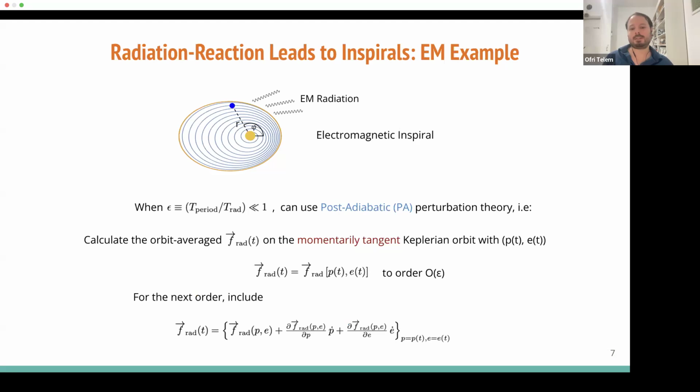And if we want the next order, well, what we should do is we should take partials with respect to the orbital parameters P and E and multiply them by the dots of P and E from the previous iteration of the perturbation theory. Okay, so from a given order in perturbation theory, we can always go to the next order by computing partials of the radiation reaction force with respect to the orbital parameters. Any questions so far?